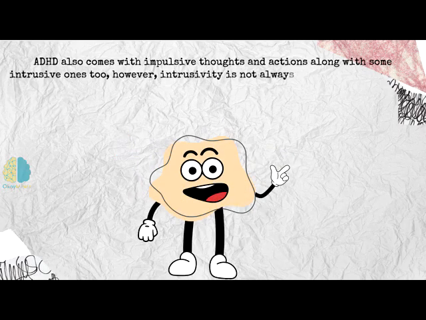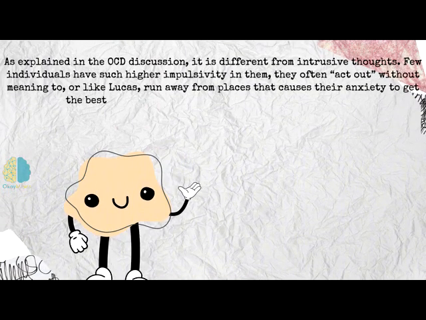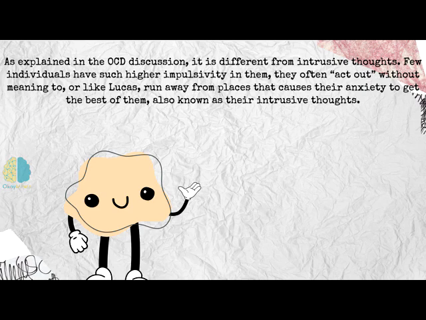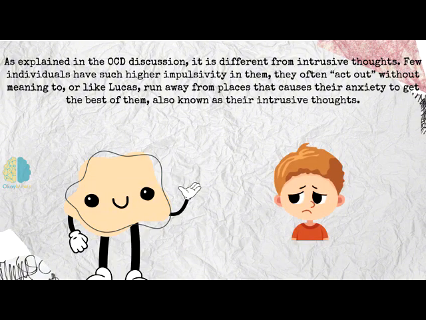ADHD also comes with impulsive thoughts and actions along with some intrusive ones too. However, intrusivity is not always the case for every ADHD person. As explained in the OCD discussion, it is different from intrusive thoughts. Few individuals have such higher impulsivity in them. They often act out without meaning to, or like Lucas, run away from places that cause their anxiety to get the best of them, also known as their intrusive thoughts.